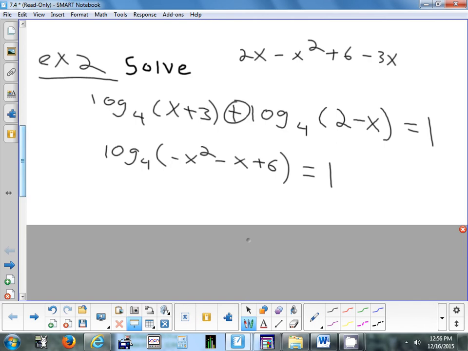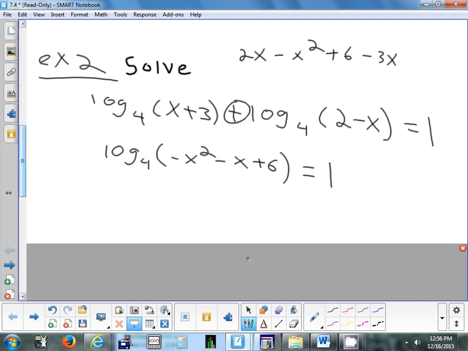There's no numbers in front to put back as exponents. There's no more combining. What's the only other thing we can do with an equation that's in log form? Change it to exponential. What is my base? 4. What's my exponent? 1. And what goes on the other side by itself?